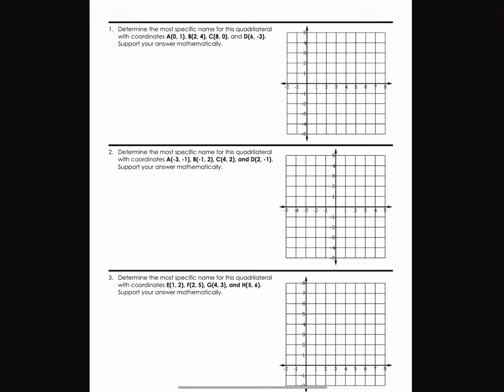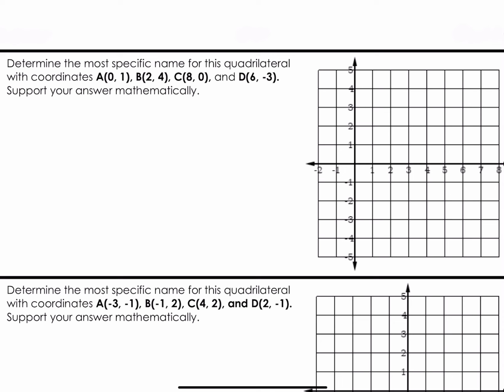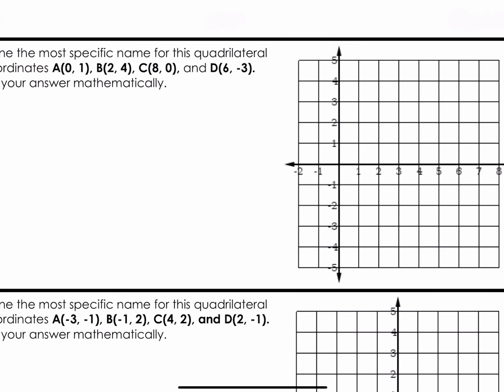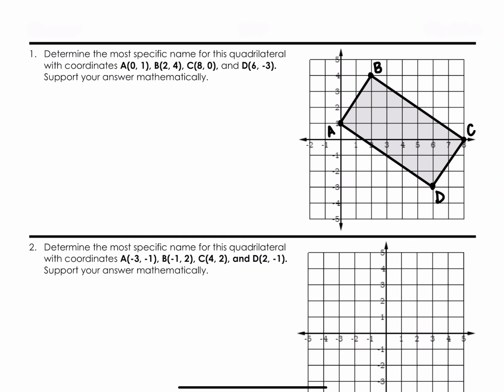All right, look at this first example with me. It says determine the most specific name for this quadrilateral with the coordinates, and then it lists them. Support your answer mathematically. So let's go ahead and plot those. We have A at (0, 1), B at (2, 4), C at (8, 0), and D at (6, -3). Now, if you're anything like me, I'm looking at those as I plot them, and I'm thinking this is taking shape as a rectangle. If you said rectangle, we're on the same page.